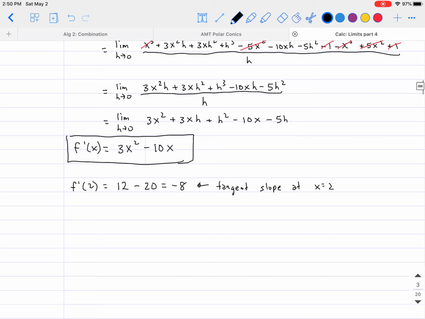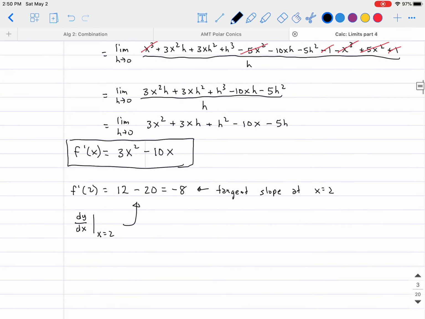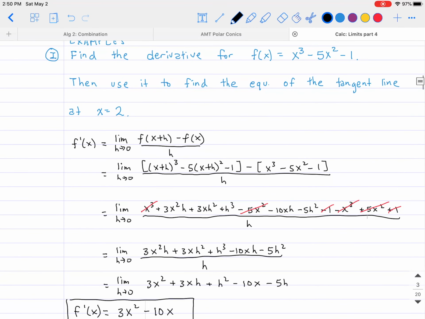And sometimes the way that people usually do it is you can write it like this. The notation that you sometimes see is also the following: dy dx, and then a big vertical line, and then x is equal to 2. So these two right here, they basically mean the same thing. Meaning just solve for the derivative at x equals 2. Okay, you'll see both notations.